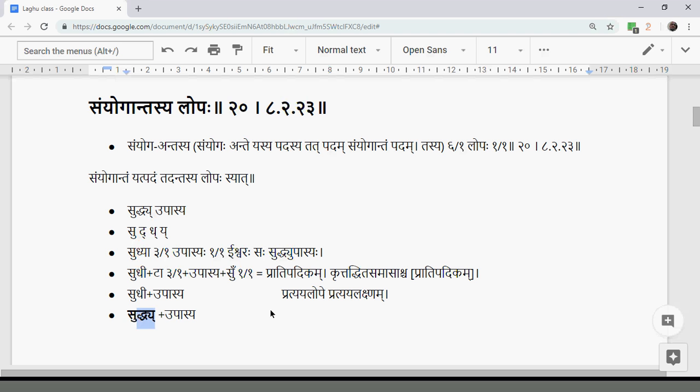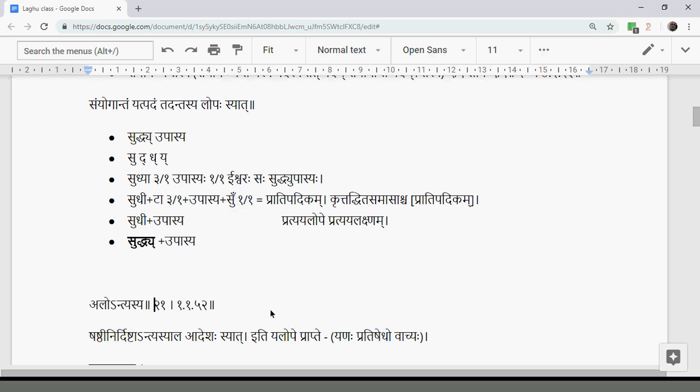This yakara is at the end. So yakara should undergo lopa. This is the idea here. Sudyupasya, and thereby it says what? Sanyogantasya padam tadantasya lopasya. So now we are supposed to make yakara lopa. Which yakara? This yakara, which is at the end of the sanyoga of a pada, of that pada, tasya lopasya.